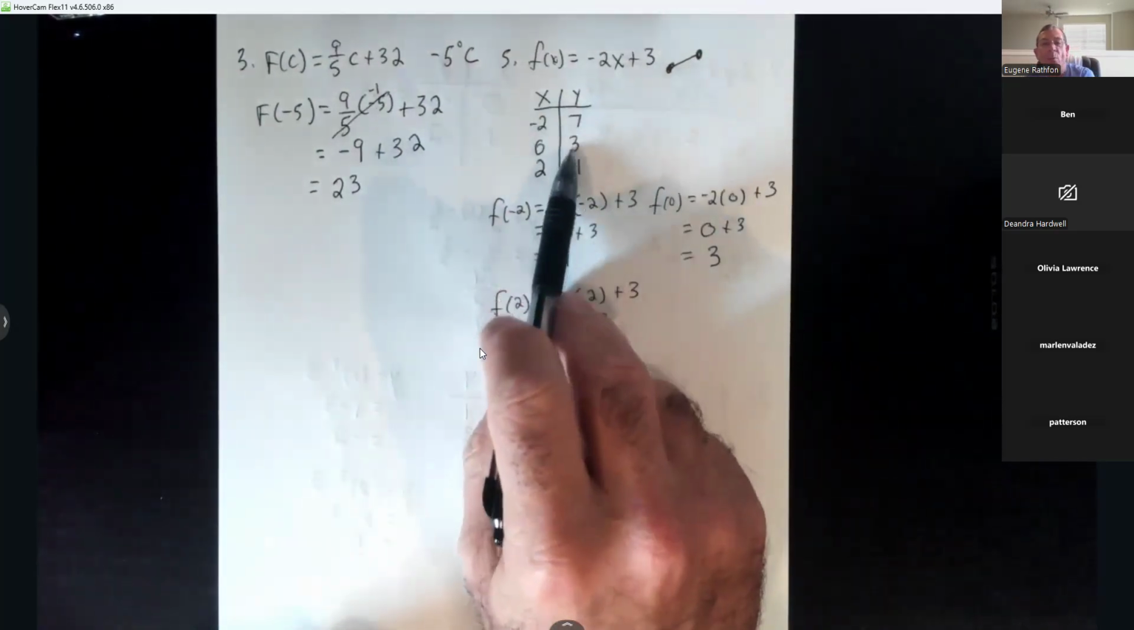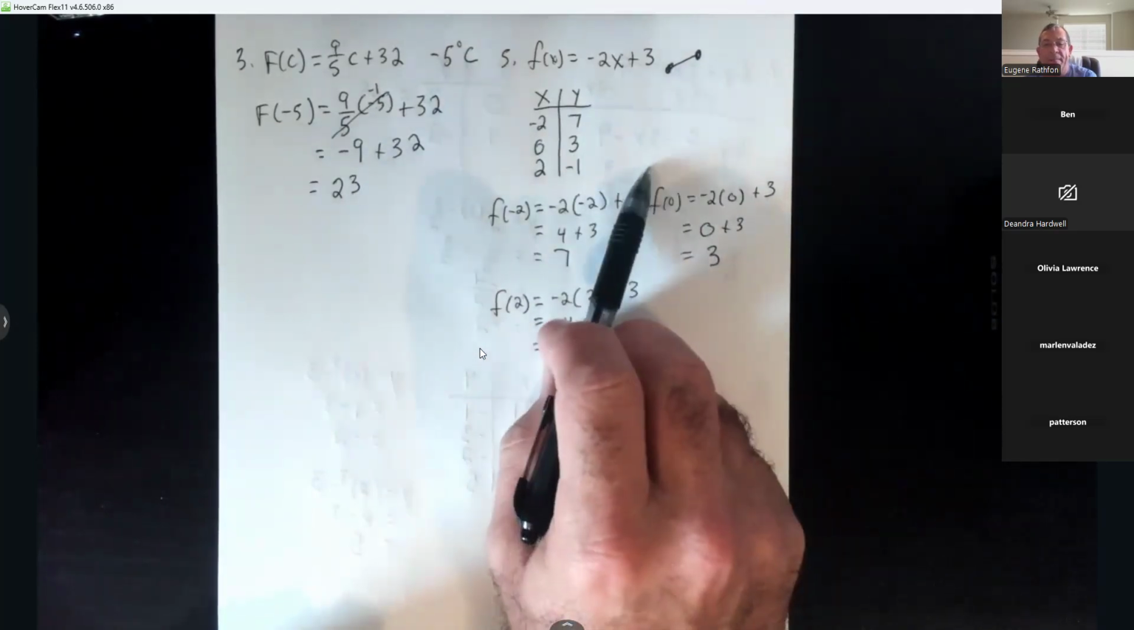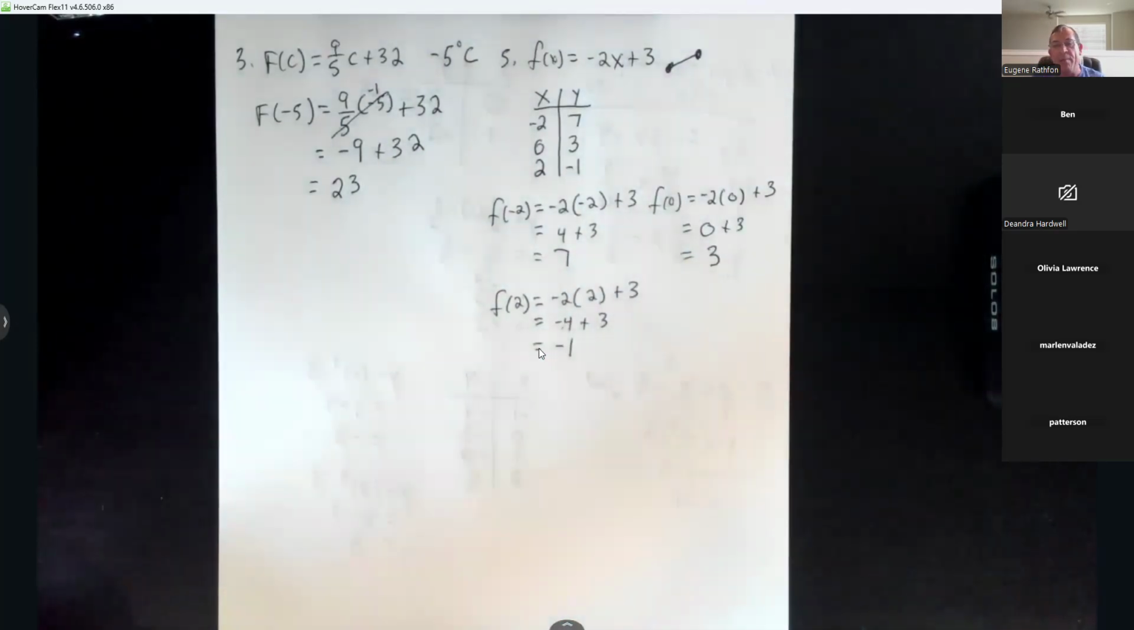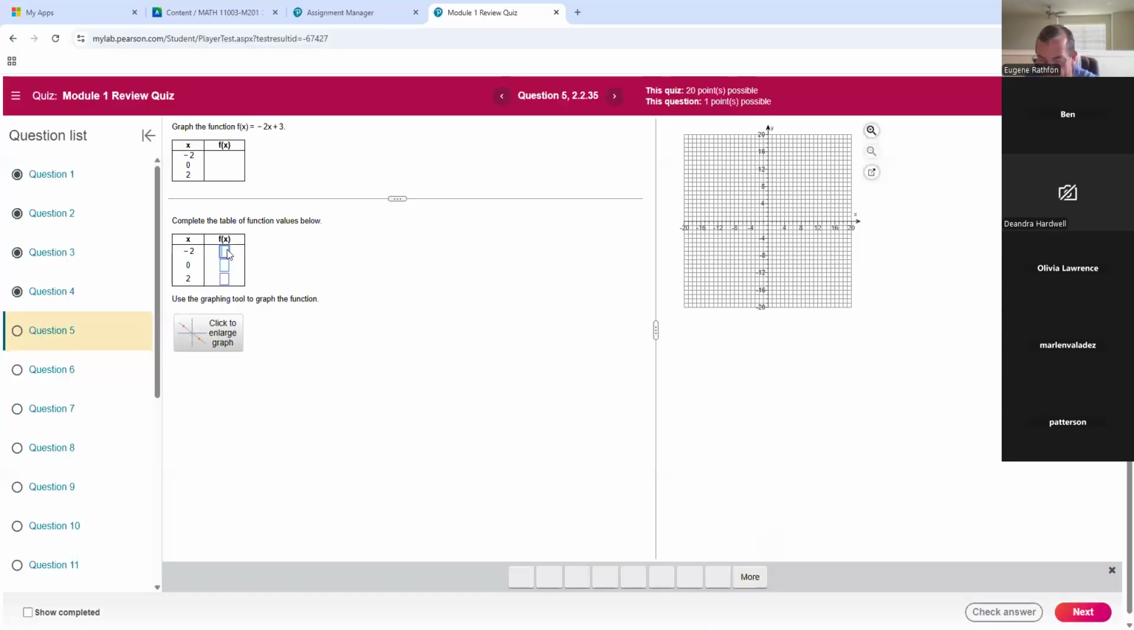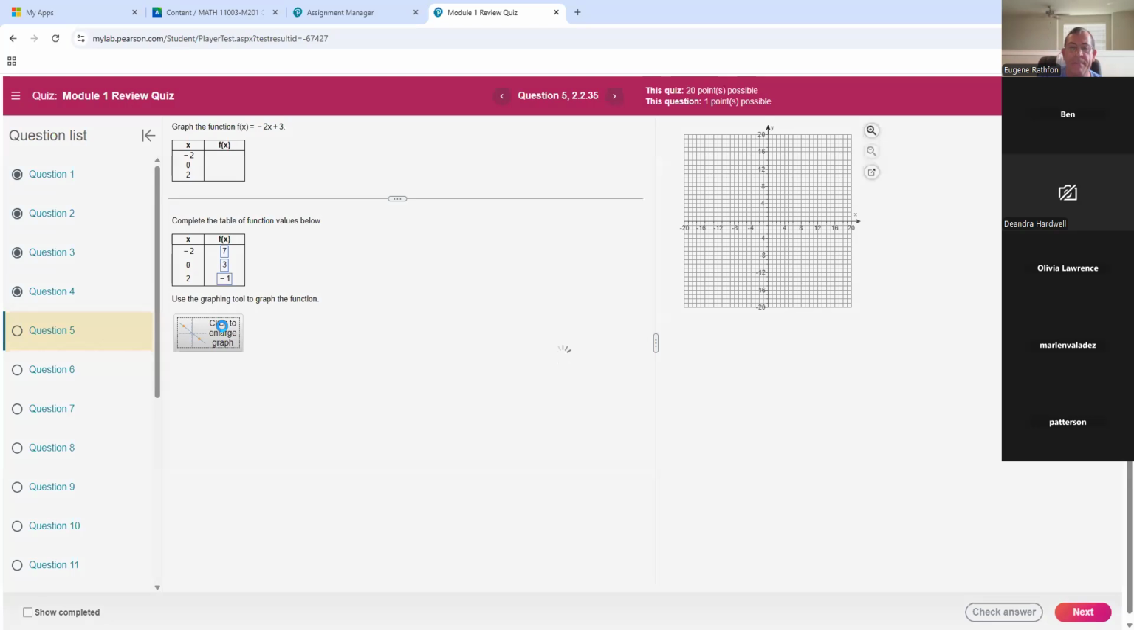So we got to put in our y values first and then graph it in MathLab. And remember, I only got to plot 2 of them points. All right, so at negative 2, we got a 7. When it was 0, I got a 3. When it was 2, I got a negative 1. Now you're going to click the enlarge graph.